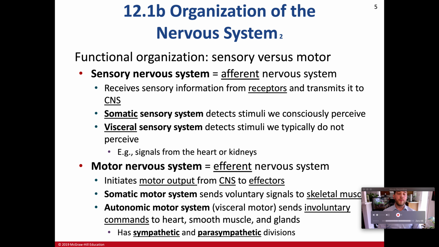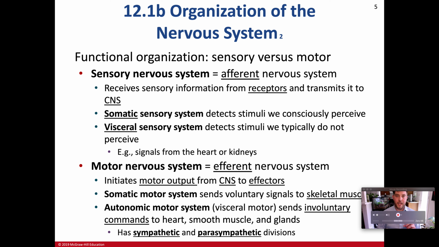We can talk about functional organization. So how does it actually work? We can have sensory and motor systems. So the sensory nervous system is the afferent nervous system. It receives sensory information from receptors and transmits it to the central nervous system. So these signals are arriving. Afferent arrives to the central nervous system.